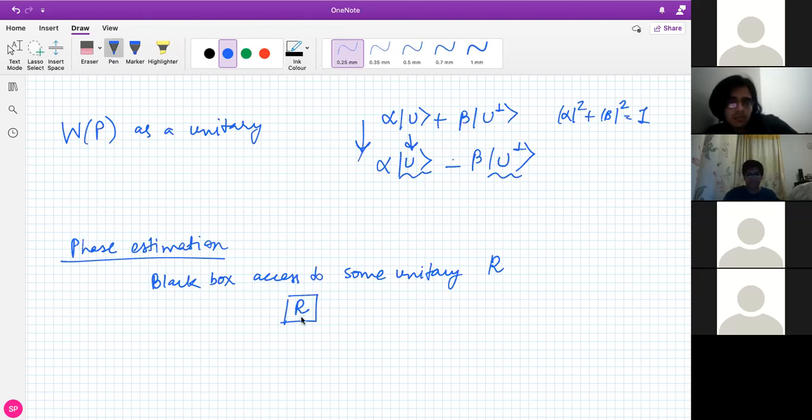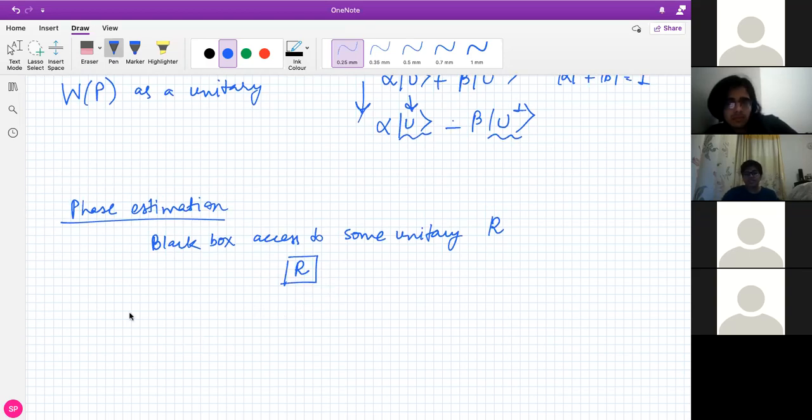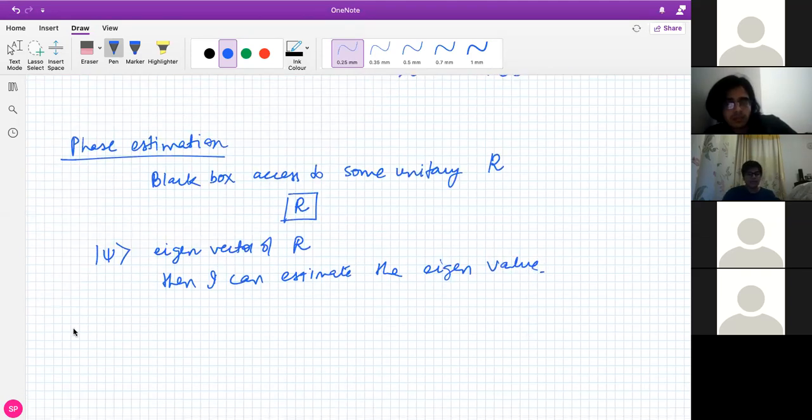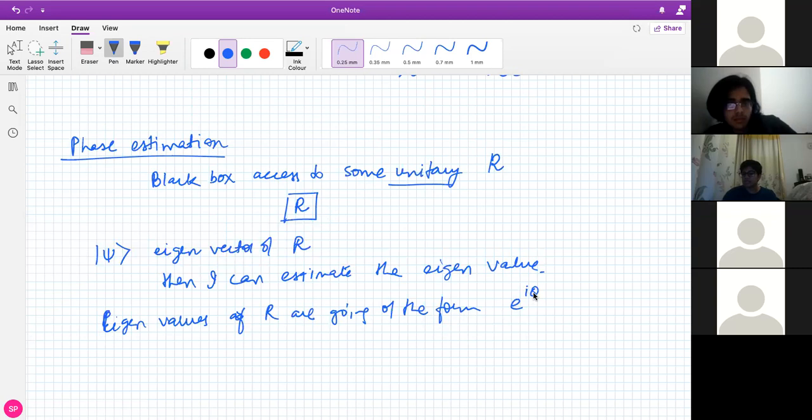I'm allowed that. And phase estimation is, if I'm given a vector psi, which is an eigenvector of R, then I can estimate the eigenvalue. Now, I'm told that I'm given a unitary R. That means the eigenvalues of R are going to be of the form e to the power i theta, right?